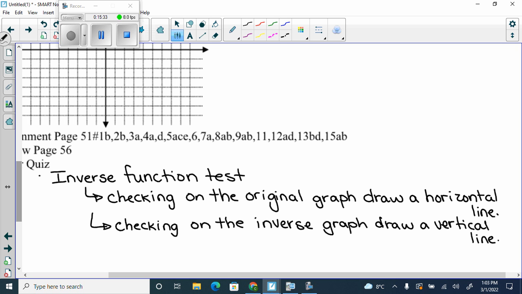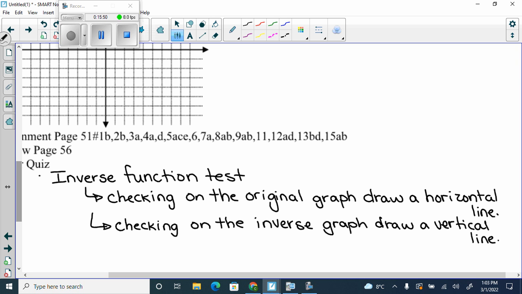I'm kind of confused as to what you mean by that. So if you're looking at the original graph and you want to know if the inverse is a function without having to draw it, you do a horizontal line test. If the original doesn't pass the horizontal line test, your inverse isn't a function.